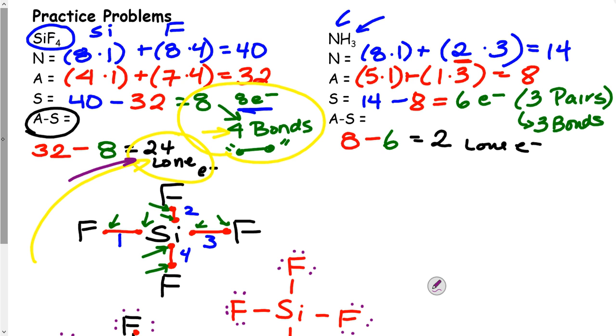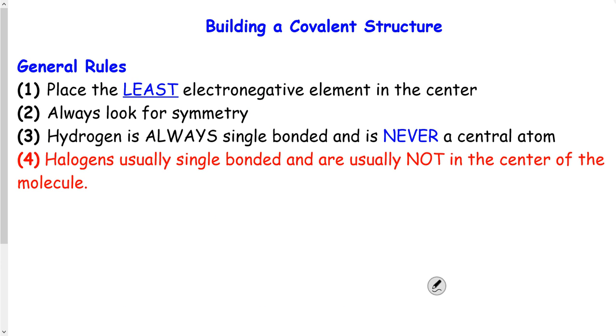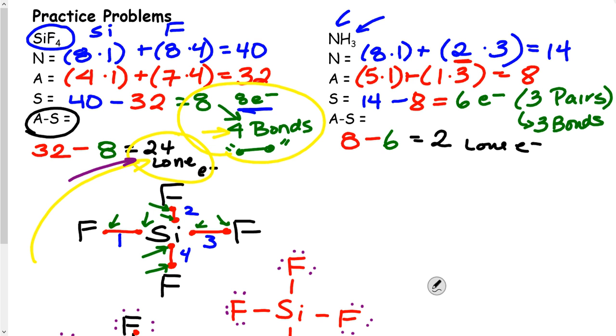So as we look at NH3, we can apply the same information. We have nitrogen and hydrogen, keeping in mind that hydrogen is always single bonded and never a central atom. So that means that my nitrogen has to go in the middle. I have 3 hydrogens. Place them around it in the most symmetrical manner possible. I've calculated that I have 3 bonds. So 1, 2, 3 bonds.